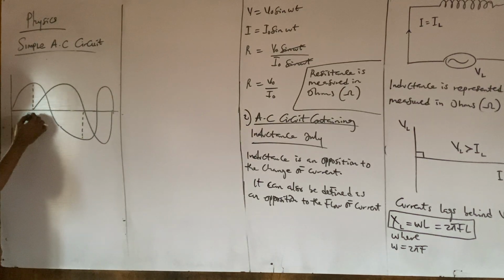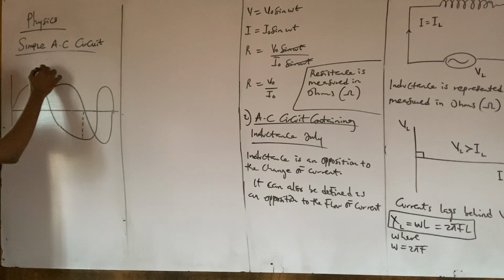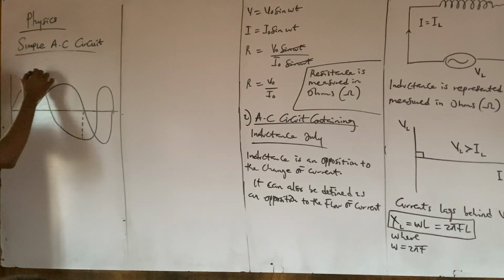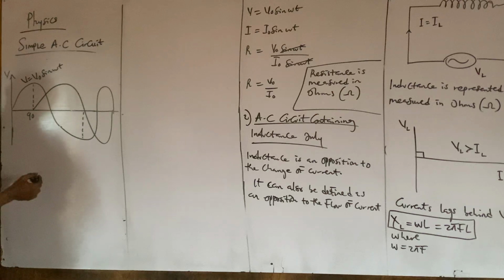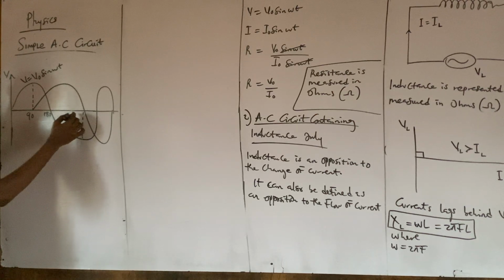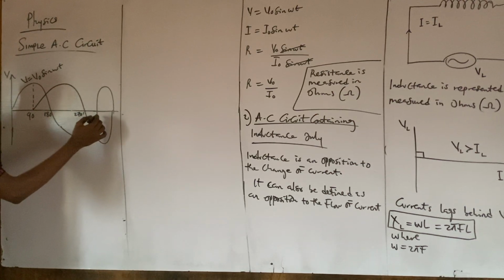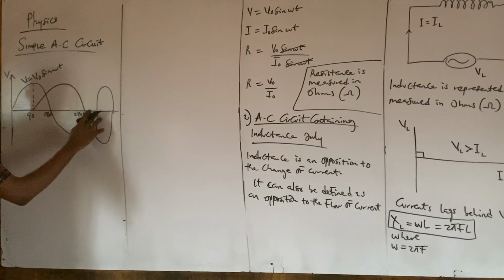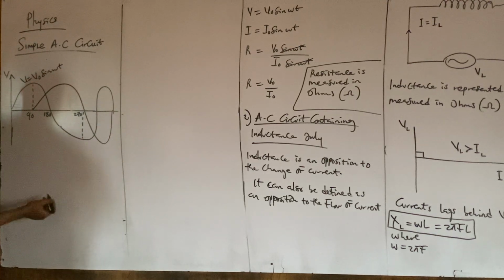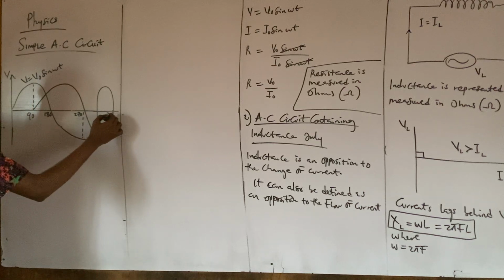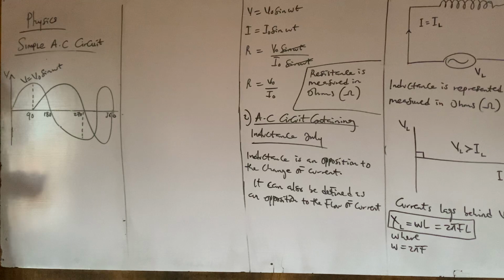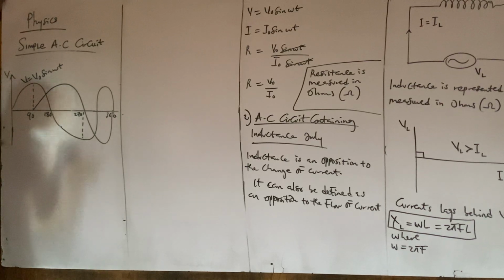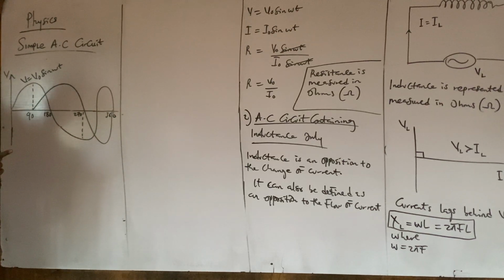So here is 90, and here is V0, V equal to V0 sin ωt. And here is 180, here is 270. The other part is what? 360. Are you there? Now, under capacitance, what we did now is what? Okay, we are still in inductance, right? Now, number two.